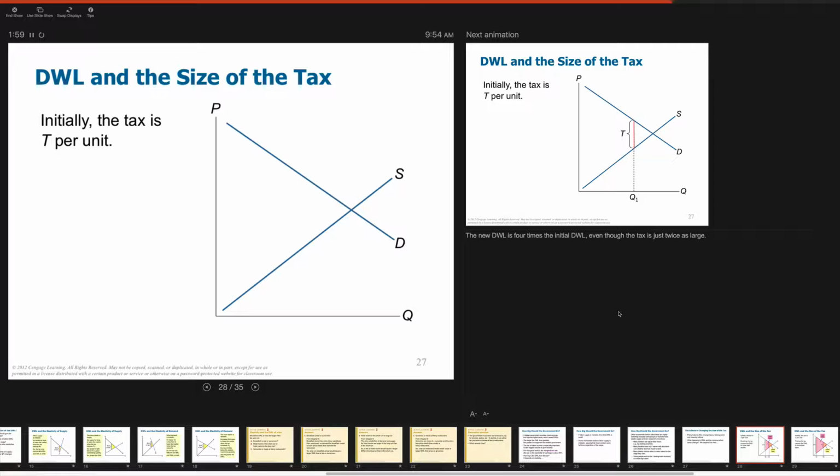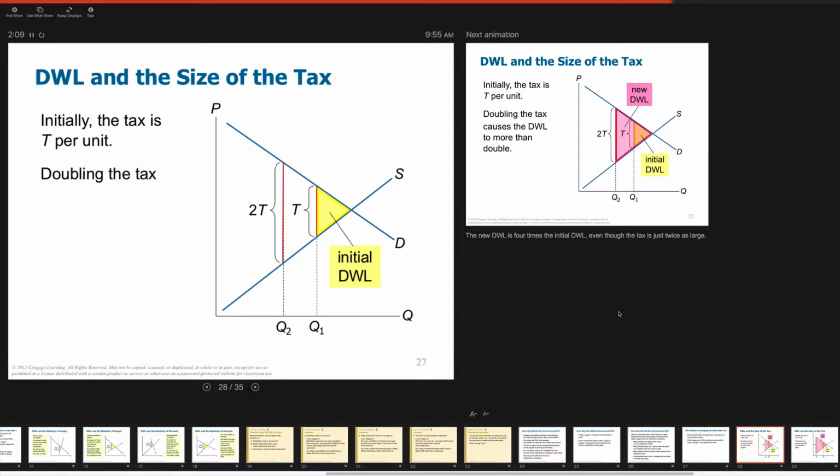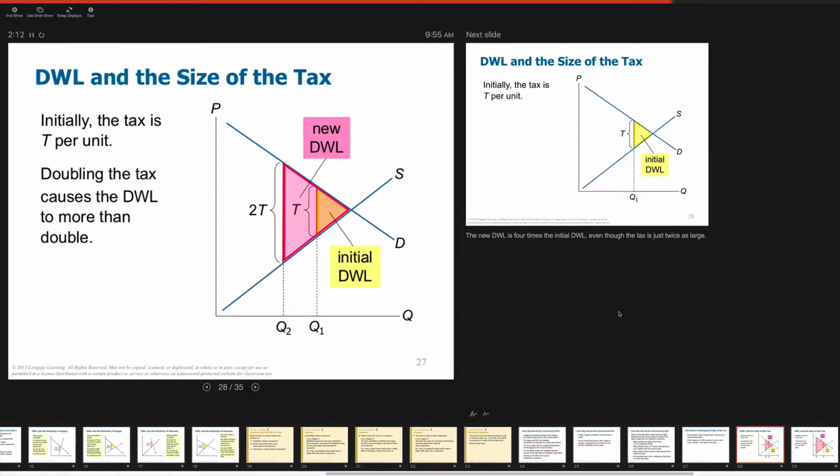All right, so deadweight loss and how big your tax is. Start with our tax of T. What would you call these elasticities? Pretty unit elastic, okay? So there's your initial deadweight loss. Let's double the tax. There's our new deadweight loss. Does it double? Probably more than doubles, right?